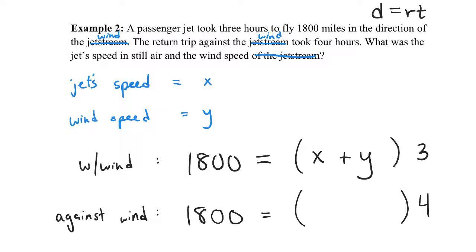Sean, what are you going to tell me for the next part? So, if you're going against it, you have to subtract from the speed. Therefore? X minus y. Very good.